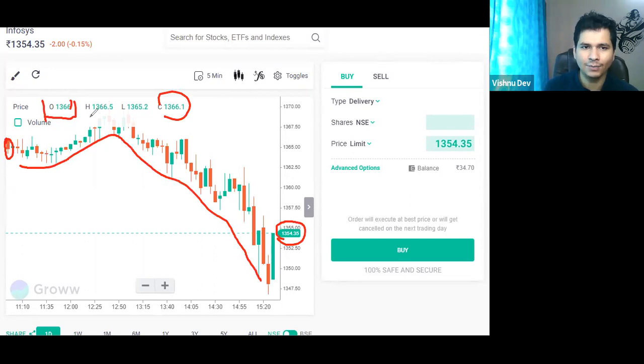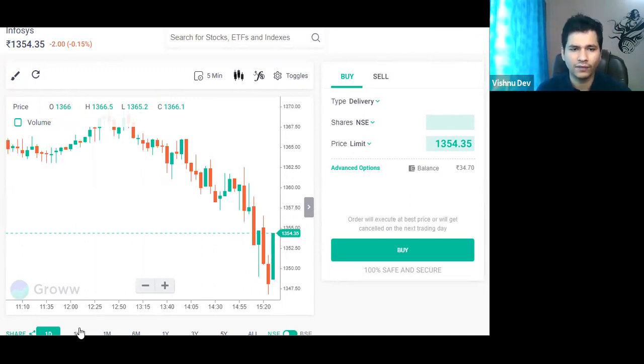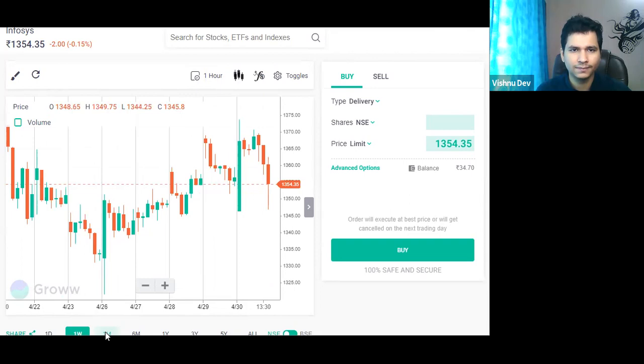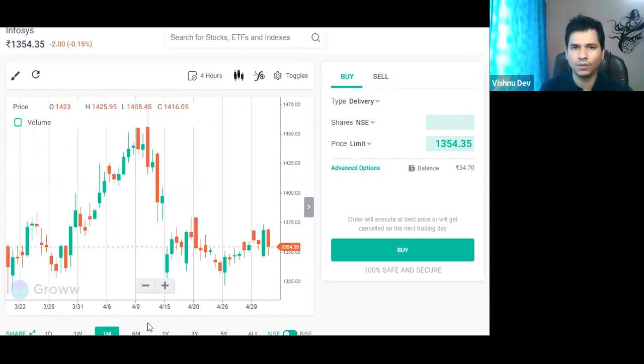And in between, the highest was what? 1366.5 and 1365.2. So this is the close price, the open price, okay? And this is for 1 day. In the same way we have it for 1 week, for 1 month. How much at the start of the month, how much at the end? So this is for 1 month, okay?